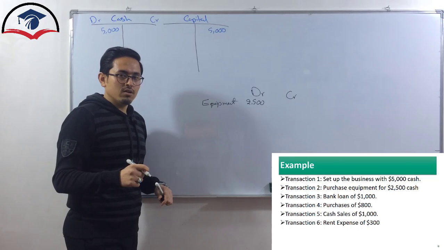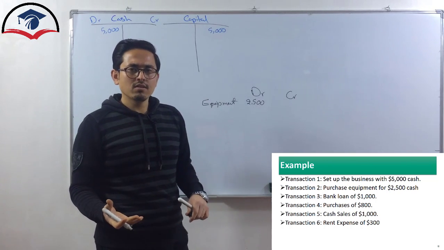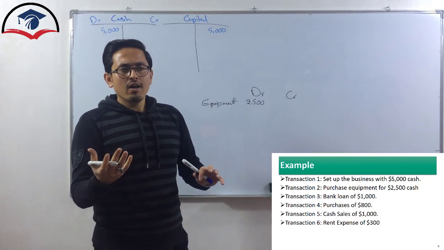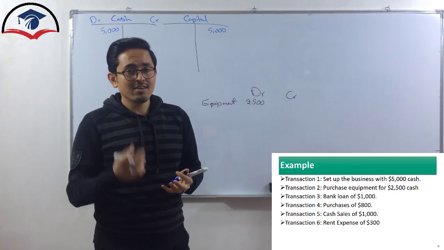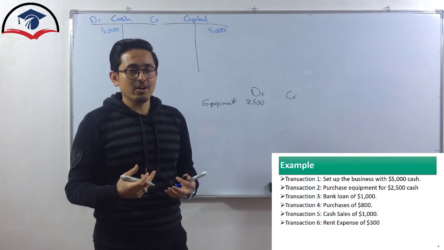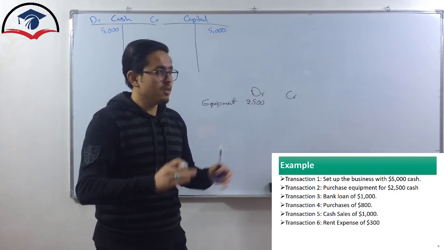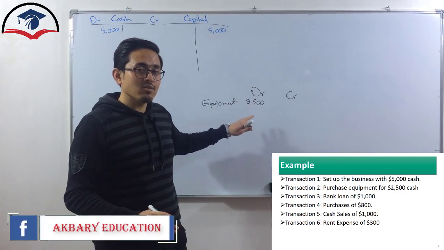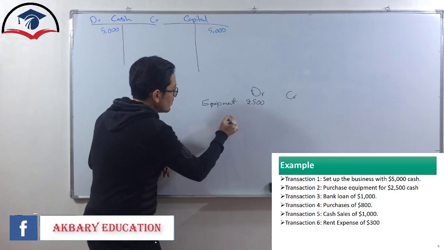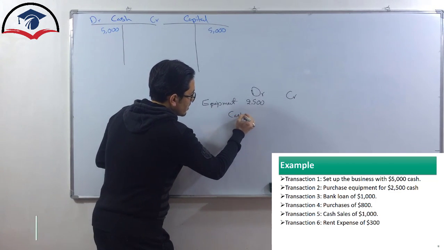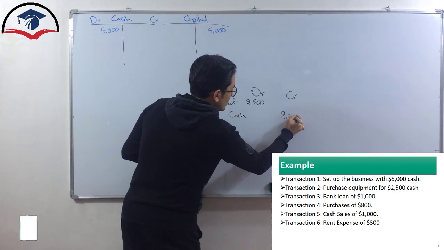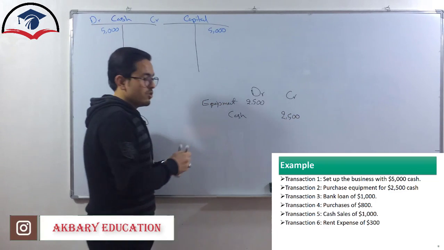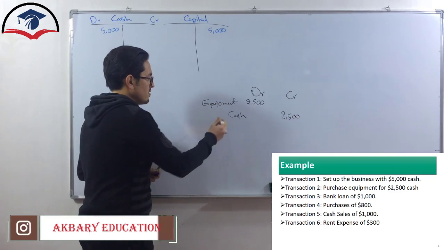$2,500. And what has been decreased? They said you paid as a cash. So the level of cash decreased. Expense and asset, the decrease of asset was credit. So you will credit the cash for how much? $2,500. Remember this space.